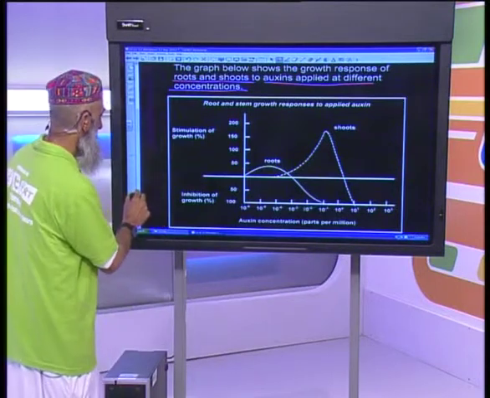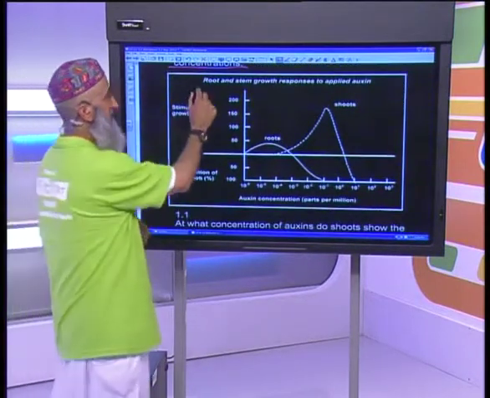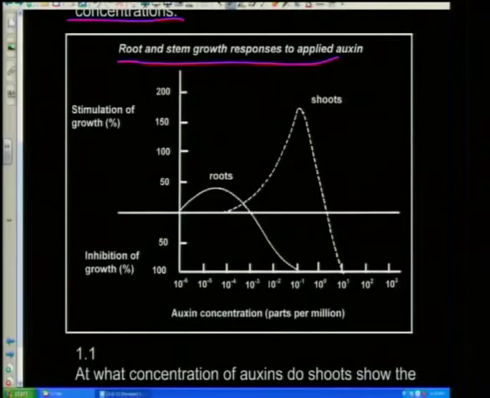And remember, as always, a graph must have a heading. The y-axis must have a heading. The x-axis must have a heading. Your intervals must be even, and both sides must be labeled as such. Also, the units are given here. Notice this one is a little different. There's a bit of inhibition here, and there's stimulation above the line. So anything below this line is inhibition. Anything above the line is stimulation.